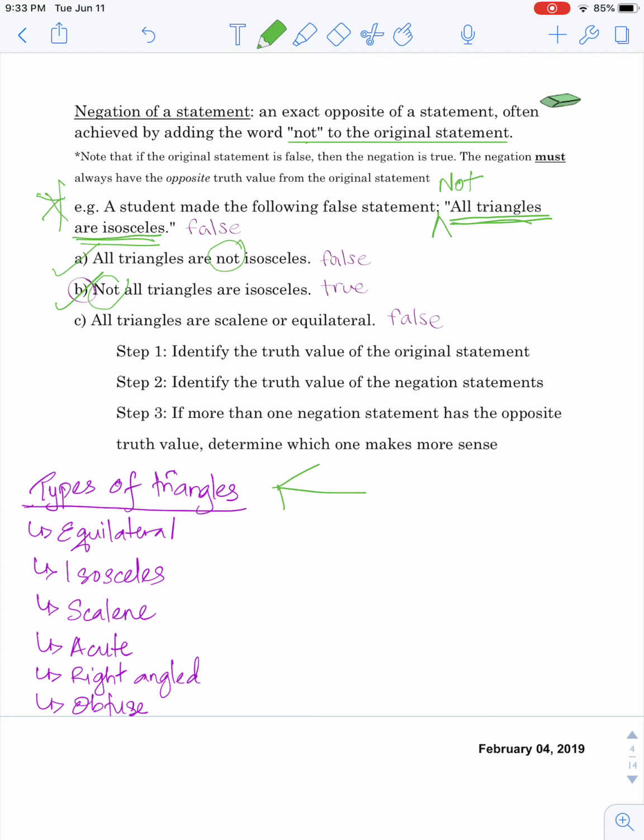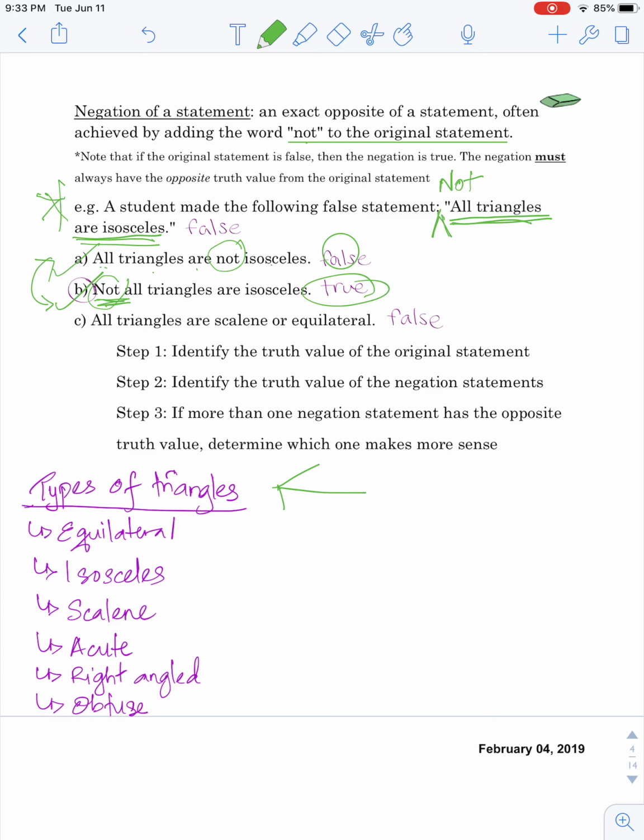Therefore, A, all triangles are not isosceles, is automatically false. But when you add the word not in front, which is this one, then it becomes a true statement. So that's the difference. Sentence A and sentence B actually kind of mean the same thing, but it's the word not that matters, where it is placed. It should be placed in front of the original statement.